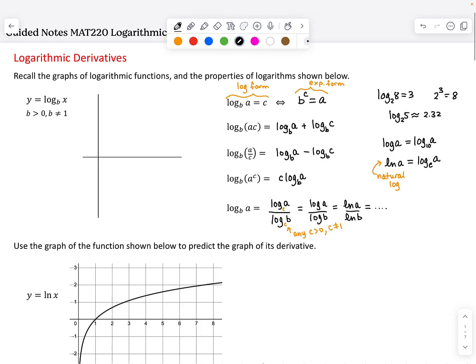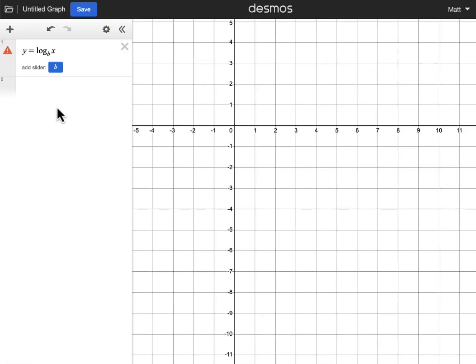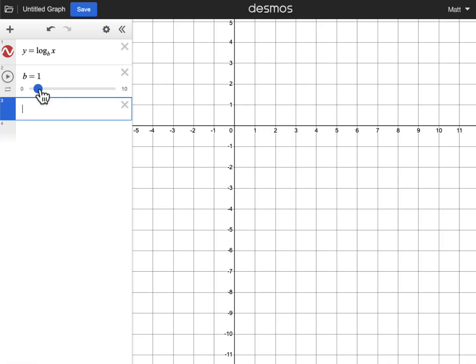Okay, now let's focus on the graph. I've just typed in y equals log base b of x. Add a slider for b. Let's restrict this from 0 to 10, step size 0.1. Notice when the base is 1, there is no graph because the base is not allowed to be 1.